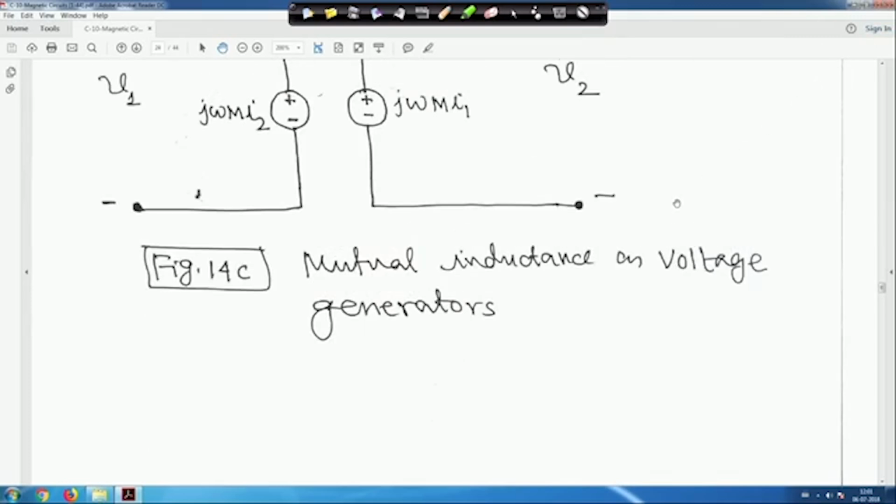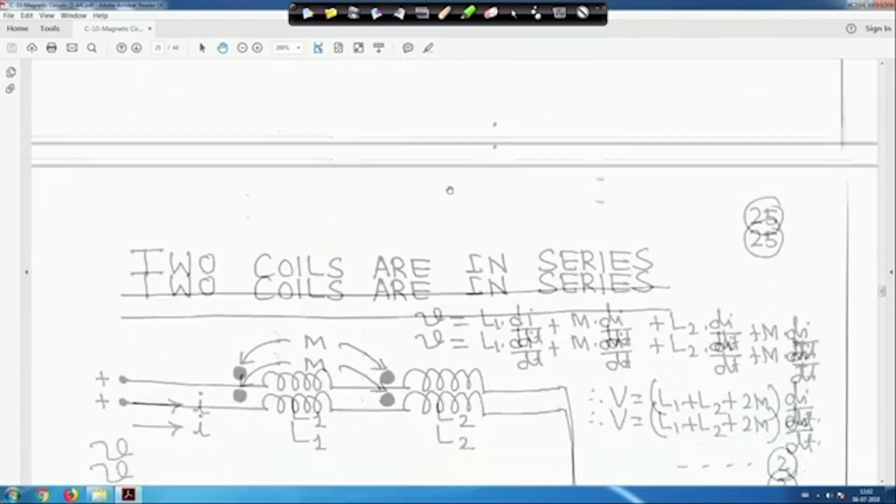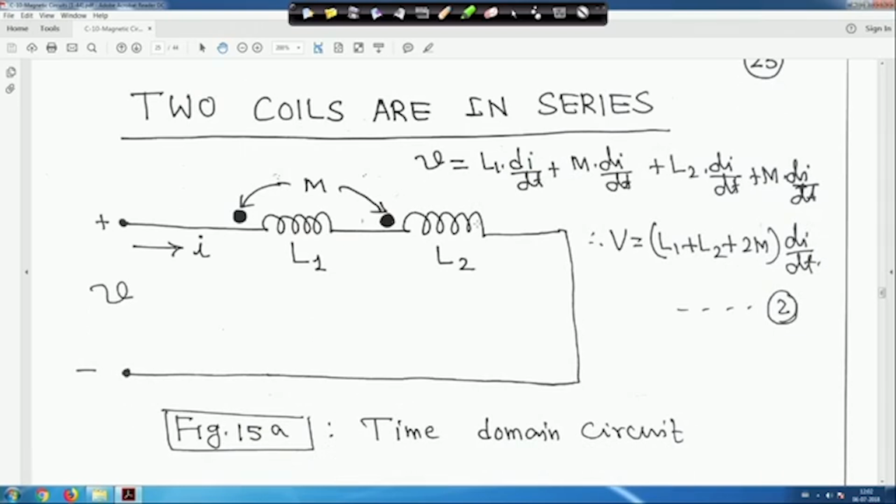So, mutual inductance as voltage generators. This way you can replace it in the frequency domain. It is written here, mutual inductance as a voltage generator, as if it is generating some voltage, right. Now two coils are in series. If two coils are in series, how does it look? Look, in this case, how to write the equation.